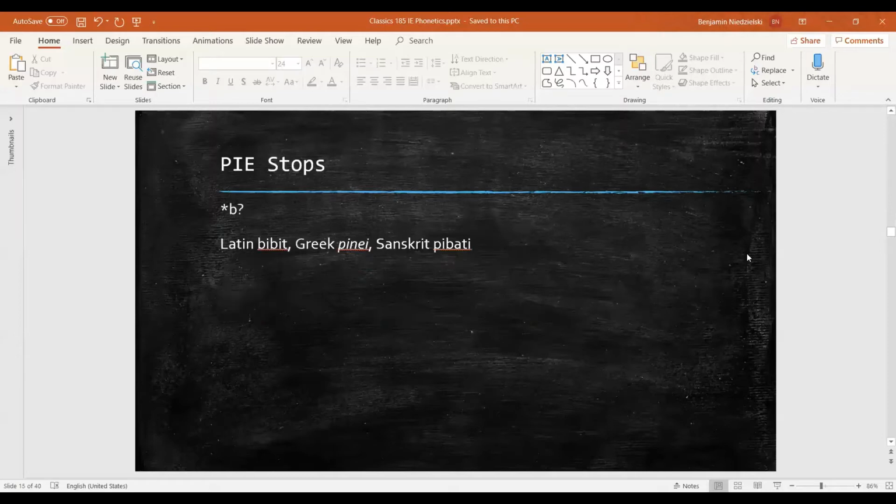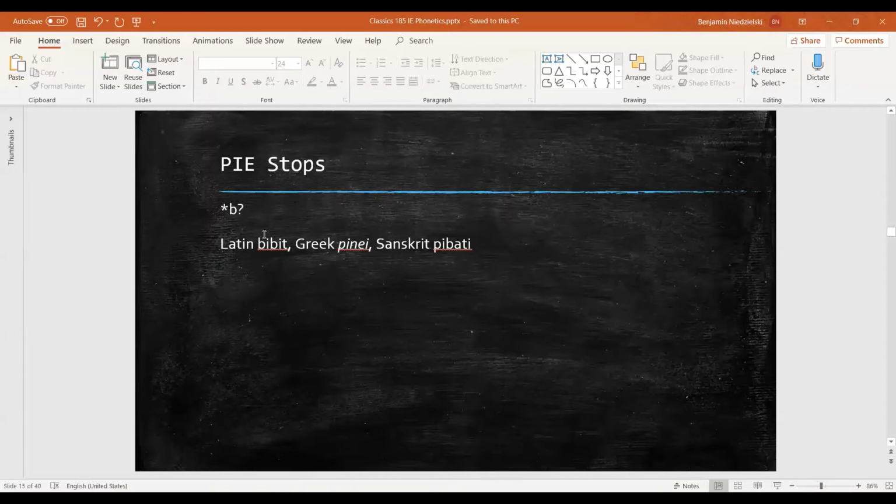Next, let's talk a bit about b. Remember that I said that this was different from the other 5 basic stop sounds that we have in both English and Proto Indo European. And that's because there are no words in Proto Indo European for which we can definitely reconstruct a b. One of our best possible examples is here in this verb that means drink. The Latin word bibit corresponds to the Greek word pine and the Sanskrit word pibati.